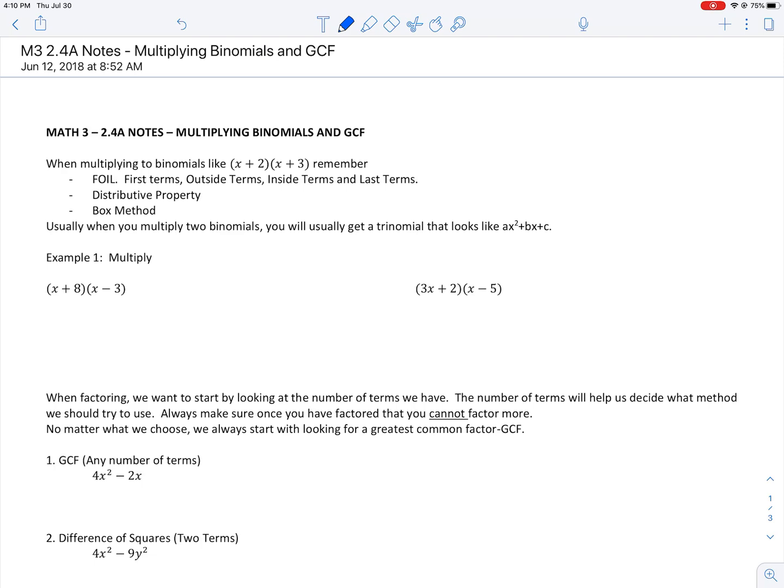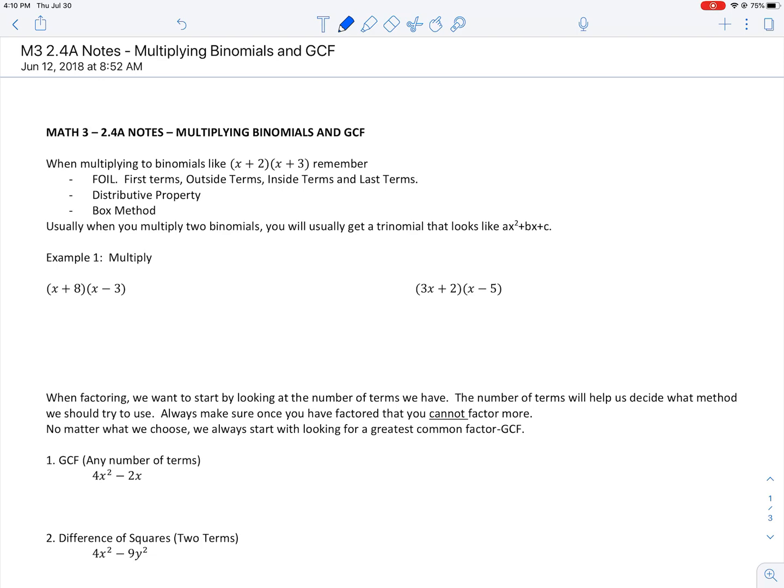So today we're getting into factoring, multiplying binomials. So 2.4 notes will be split into two. So we have 2.4a today. So just a refresher, when you're multiplying binomials, and again, what's a binomial? Well, bi means two, so two terms.